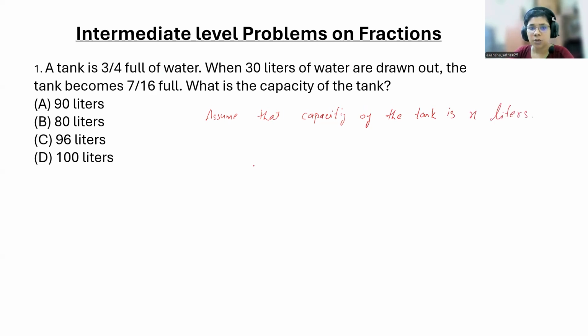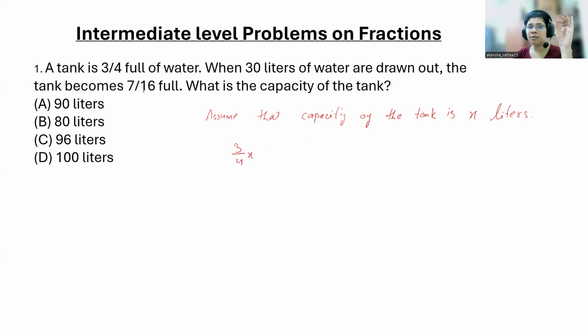Okay. So now what they are saying, the tank is 3 by 4 full. So that means initially 3 by 4 of X is full. Now when 30 liters of water are drawn out, the tank becomes 7 by 16 full.